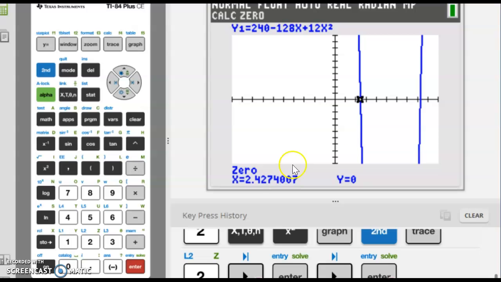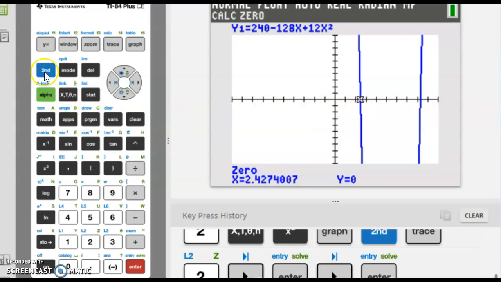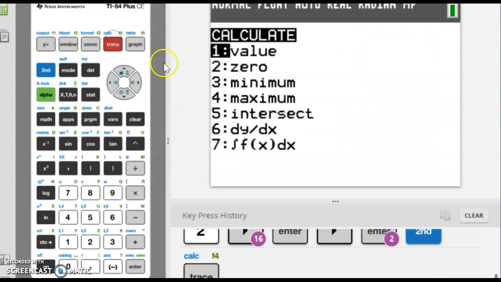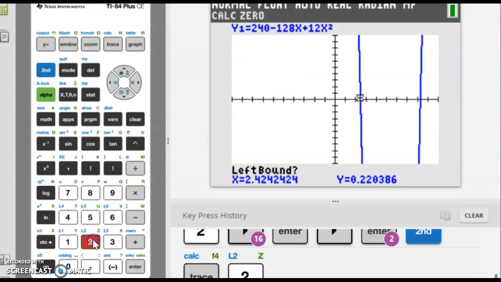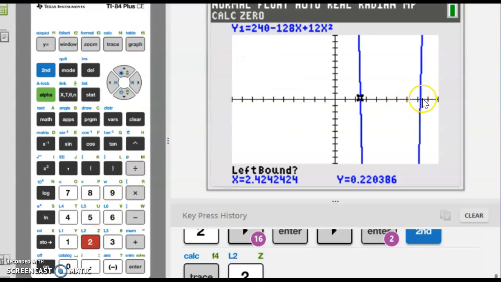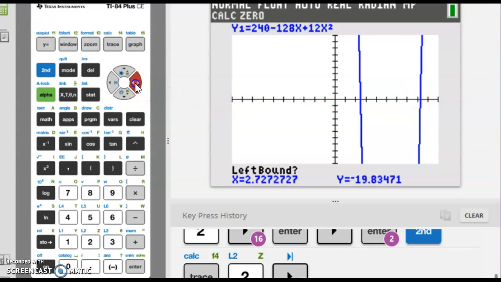Now, I'm also going to find the other one, though. So we're going to do it again. So second calc, and we want the zero. And so now here's where I think it is. So the left is actually going to be down here, which is at what? 1, 2, 3, 4, 5, 6, 7, 8. So it's after 8. So I'm going to keep moving to the right till I get closer to 8. And I see my cursor. I'll probably only see it once. Okay, right there.